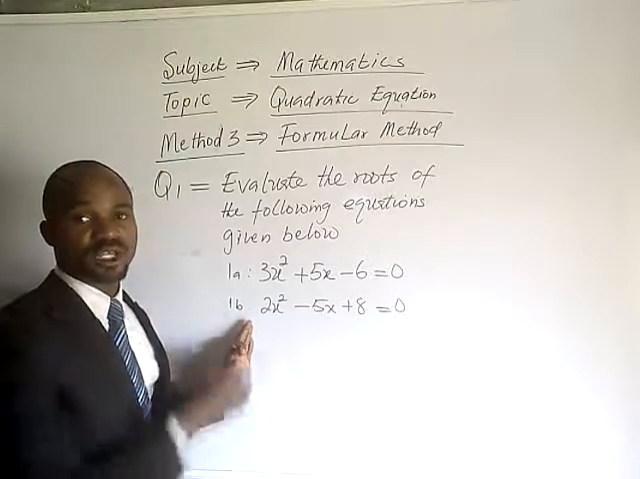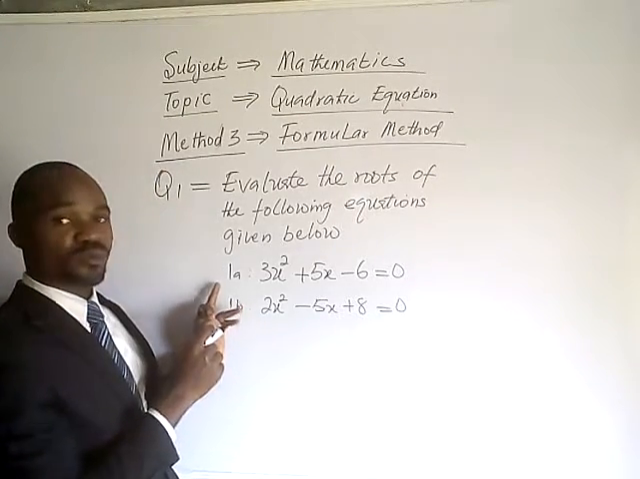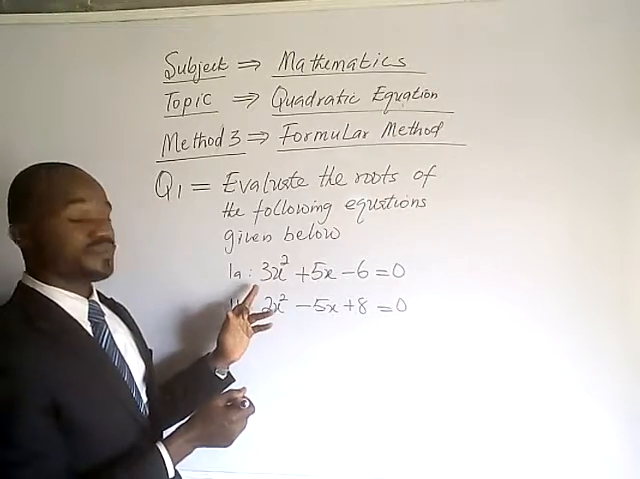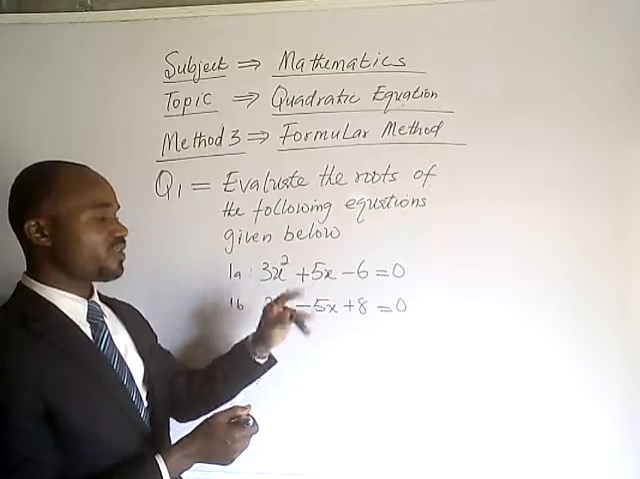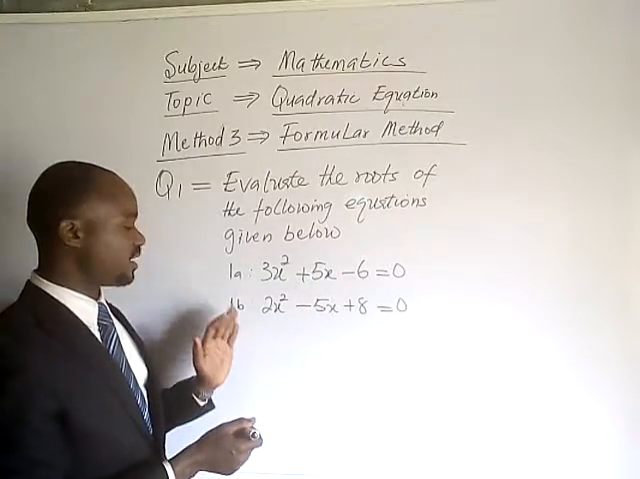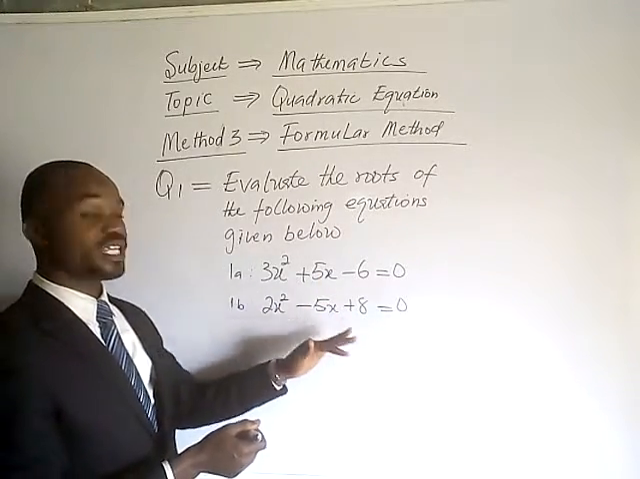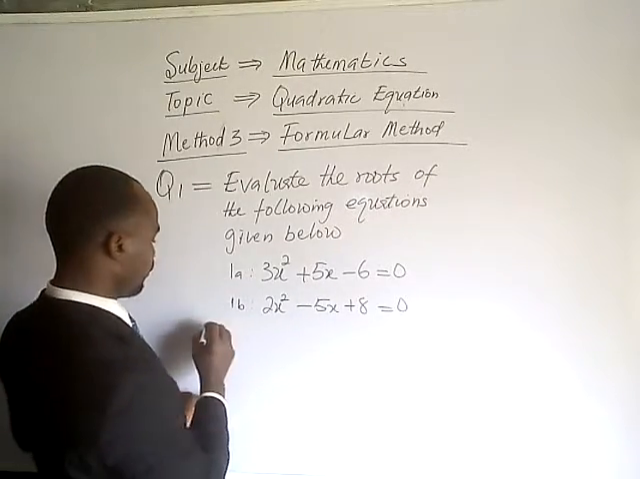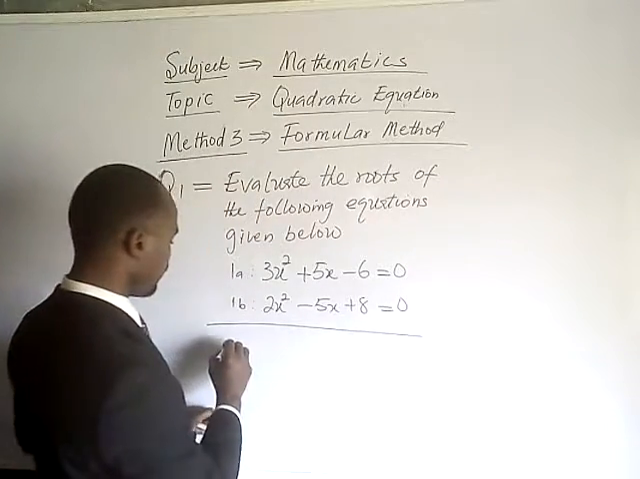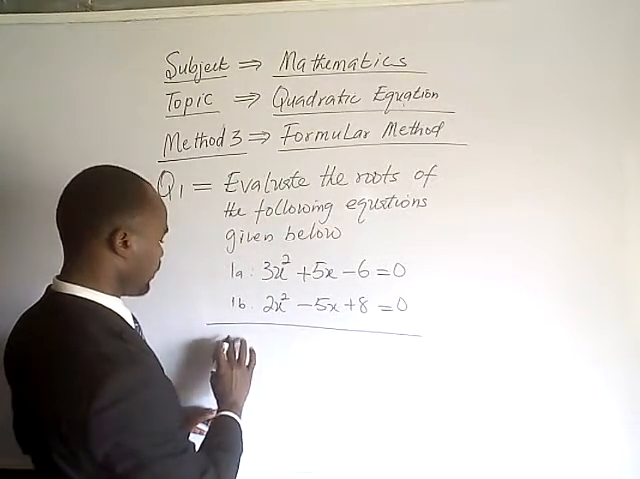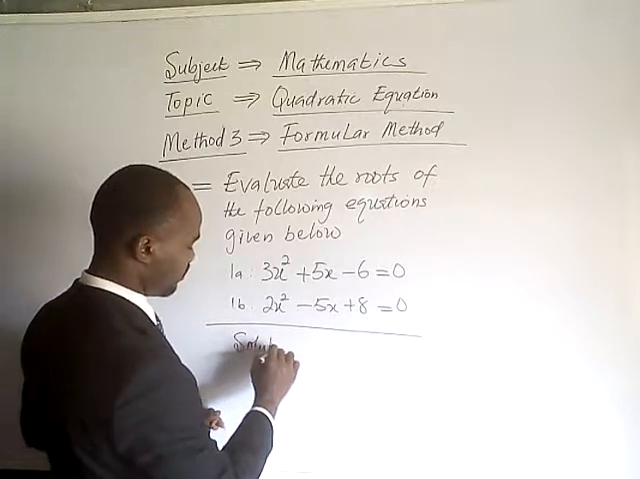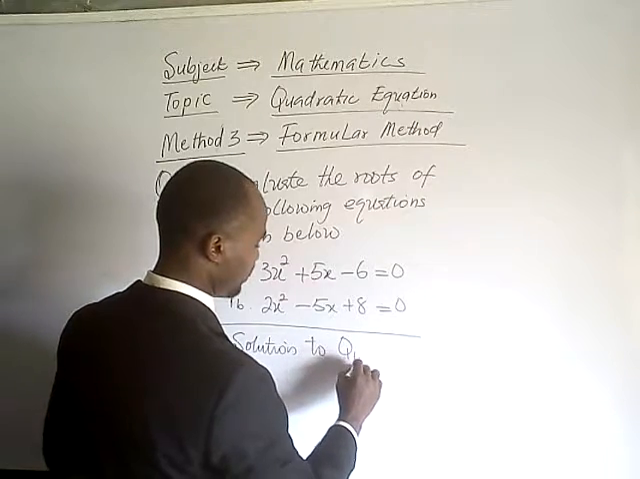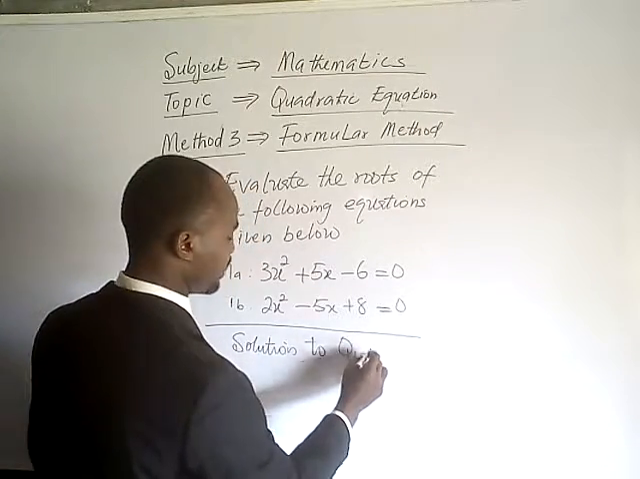We have two questions here under question number 1, question 1a and question 1b. Question 1a is 3x squared plus 5x minus 6 equals 0. Question 1b is 2x squared minus 5x plus 8 equals 0. So let's consider first the solution to question 1a, and that is what we are going to do.